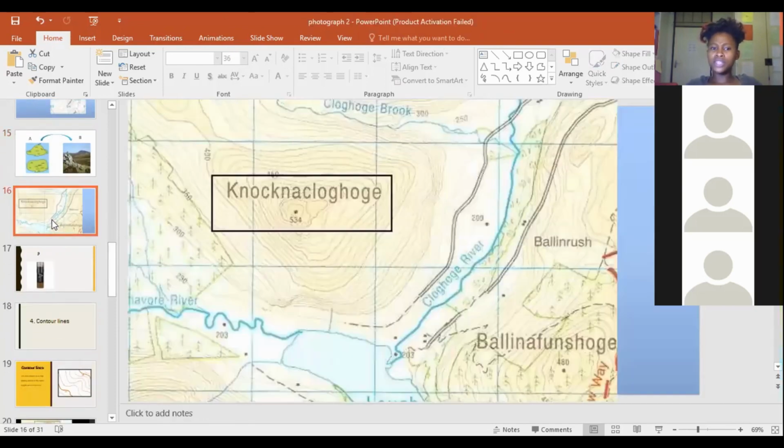Now, can we see that Knock Lodge rectangle there? Yes, ma'am. Can somebody please volunteer and give us the elevation height? Anyone? 524. Yes, it's 524. Are we fine now? Any questions? Any suggestions?